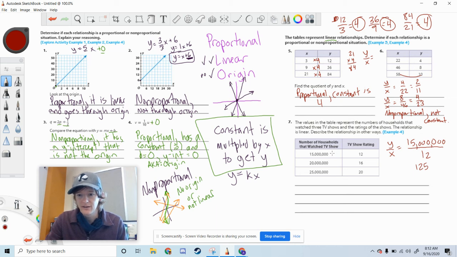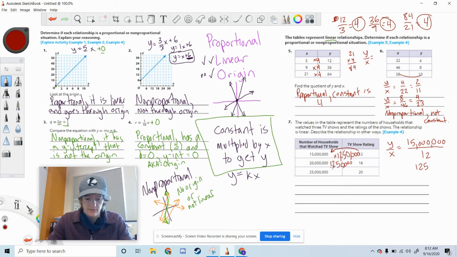Actually, I'll write it here in the middle. So if we're going from here to here, it's times 125. Whoops. 0, 0, 0, 0. So that would be 1,250,000, I think. 1, 2, 3, yep. All right. 15. 1, 2, 3, 4, 5, 6. Good. The next one, we're going to do 20 million divided by 16. And I get the same thing, 1,250,000. So that is good so far.